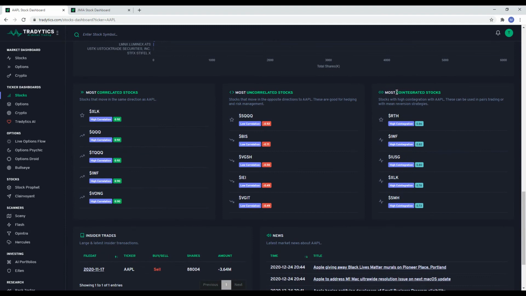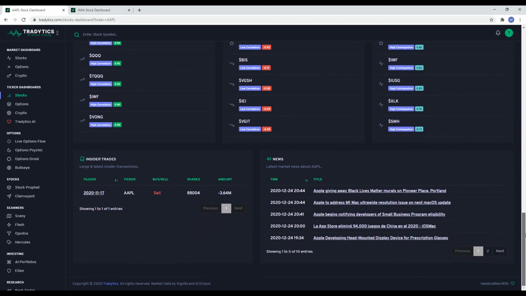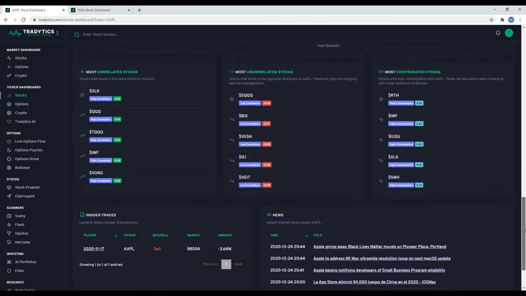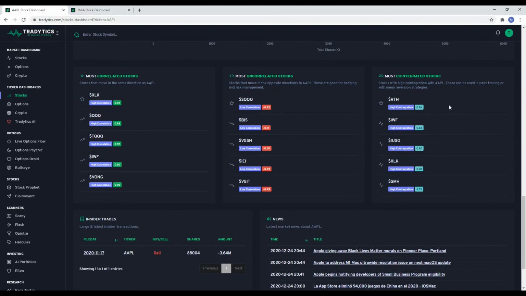Cointegration is a little more involved. High cointegration means that the distance between the price of two stocks remains the same. It is a concept that is extensively used in mean reversion strategies. We recommend everyone to use Google to learn more about this strategy.